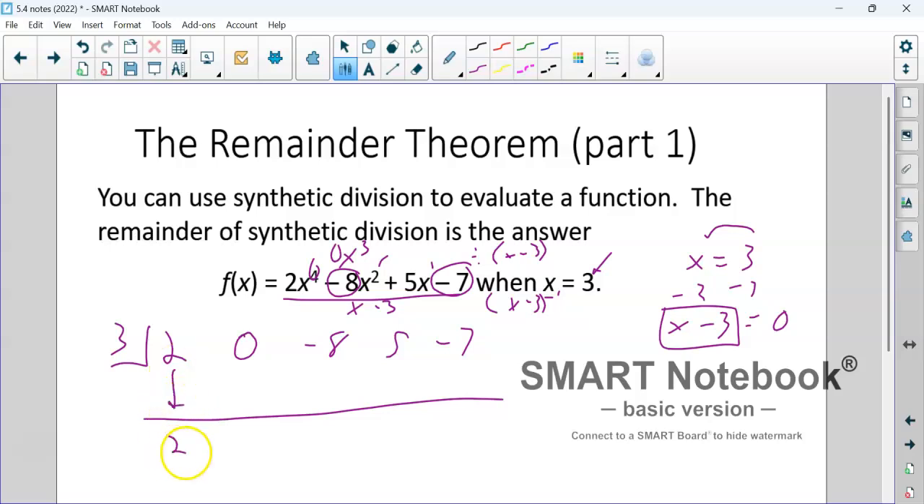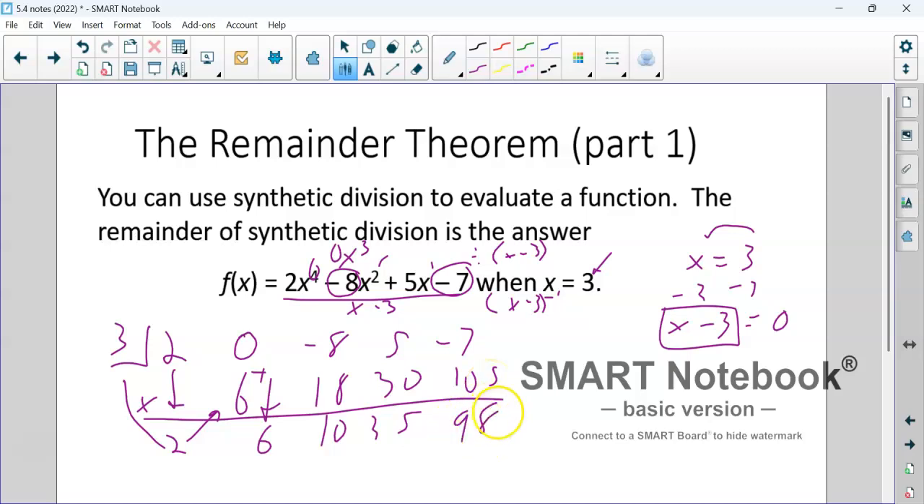Remember, we drop the 2, and we're going to multiply by 3. Drop straight down, add straight down, sorry. 0 plus 6 is 6, times 3. Add straight down, multiply by 3. Add straight down, multiply by 3. So 35 times 3 is 105. And 105 minus 7 is 98.